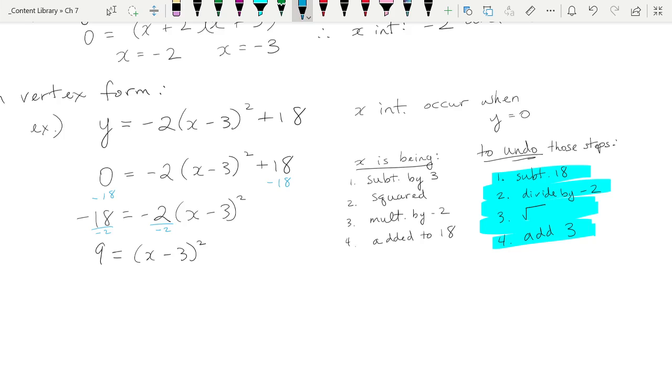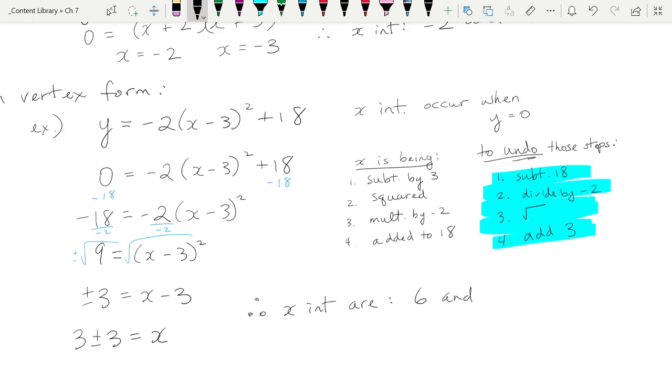Now, again, I don't necessarily need to see this, but you're going to square root both sides of the equation. Some people would say square root like so, square root like so. But one thing you should do here is put plus or minus on it, so that on the next step you remember, oh yeah, the square root of 9 here could be positive or negative 3. And square root just cancels the square. I add 3 to both sides. And there's my 2 answers. Therefore, my x-intercepts are 3 plus 3 and 3 minus 3.